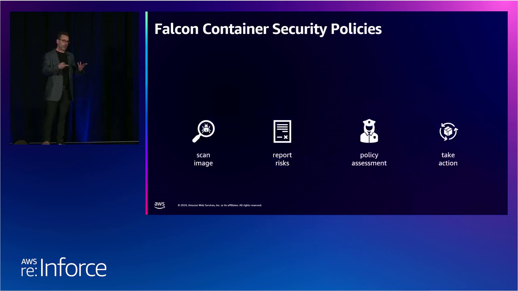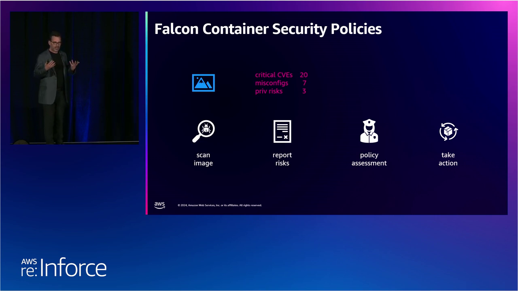So just to see how it would work in real life, first that image is scanned in one of those methods that we just looked at. That assessment has findings. Let's say 20 critical CVEs, 7 misconfigs, and 3 privilege escalation risks. The policy, and you will see how you can create policy, let's say we create a policy that is going to block on critical CVEs. So that container image is then blocked from being deployed in production.